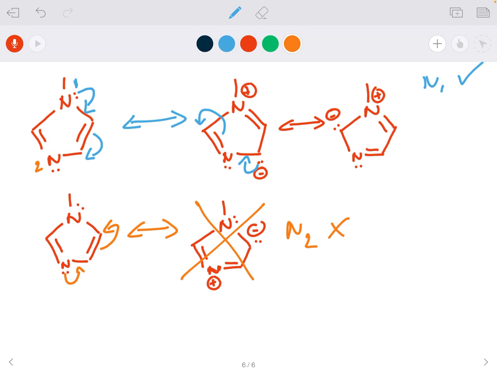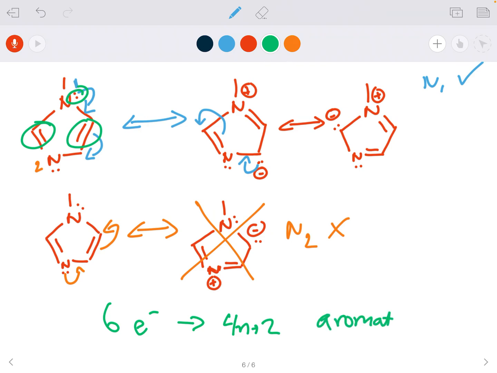So, determining how many electrons are aromatic here, we would have that lone pair plus the 2 pi electrons from each of the double bonds. So that means we have 6 total electrons, which matches 4n plus 2, so we have an aromatic compound. Had the lone pair right here been part of the system as well, we would have had 8 electrons, in which case that would have been anti-aromatic. So it is important to determine which of the electrons are part of the system and which are not, to determine if your compound's aromatic, anti-aromatic, or non-aromatic.